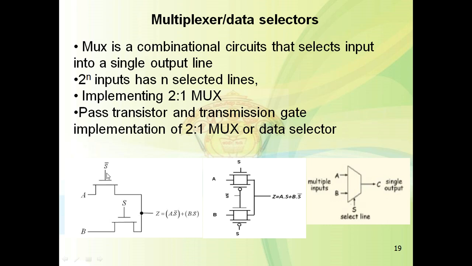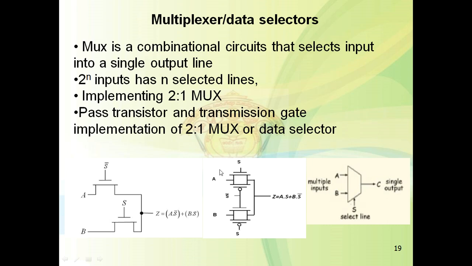This is S bar and this is S. When the select line S is equal to 0, we apply S bar equal to 1, so this transistor will be on and output Z is equal to A. When select line S is equal to 1, this transistor will be on and output Z is equal to B. So in general we can write the equation for the output: Z is equal to A into S bar plus B into S. The same we can implement using the pass transmission gate.